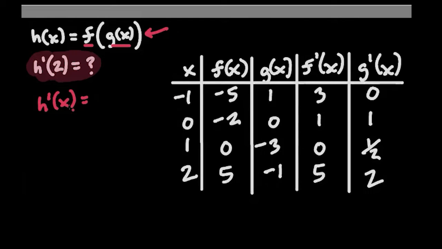So we need to find h prime here. You do the derivative of the outside layer, which is f prime of g of x, and then you have to multiply by the inner layer's derivative, which is this part right here. So you just are multiplying by g prime of x.